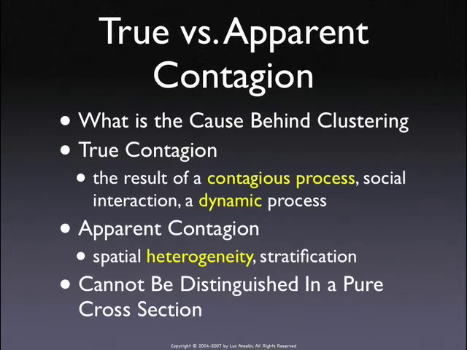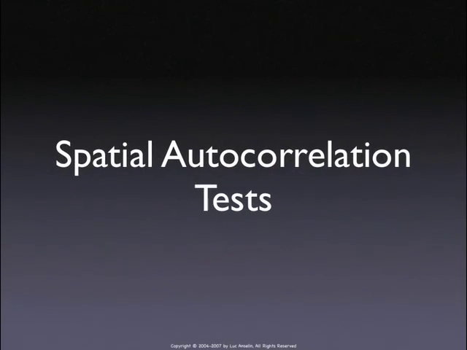So the bottom line of all of this, and I think I've said it enough now, is that the fact that you find clustering or positive autocorrelation does not mean necessarily diffusion. And the same for negative spatial autocorrelation. It does not necessarily mean competition, although those are both very good candidates for the kind of process that might have given you this pattern.